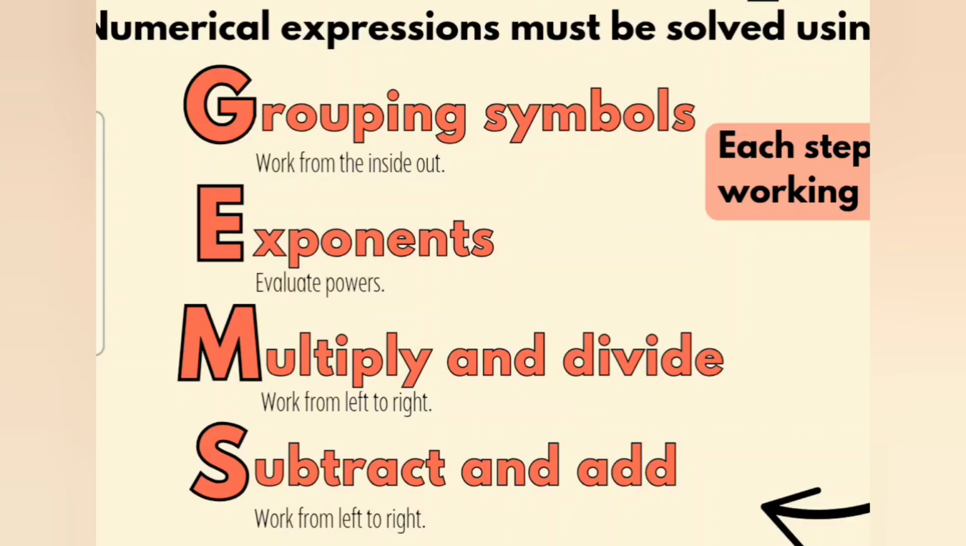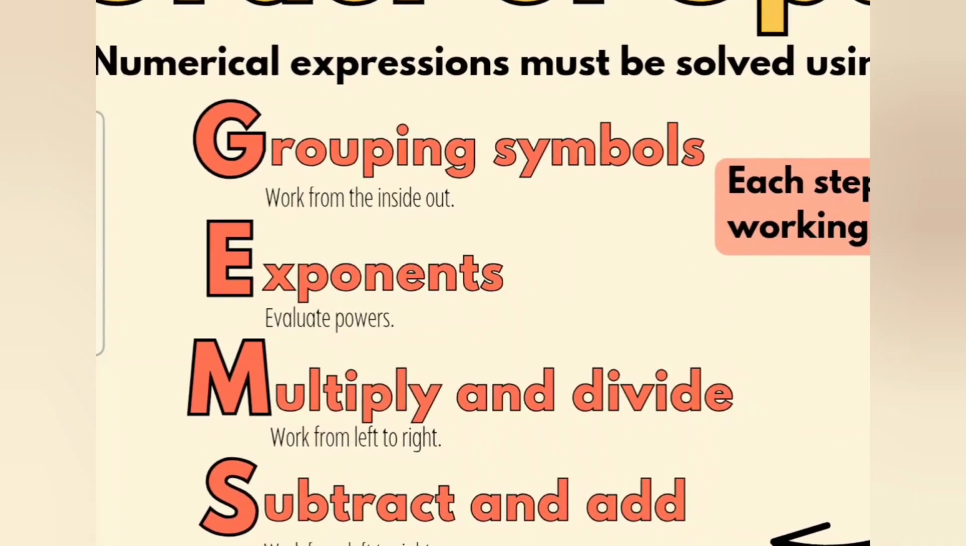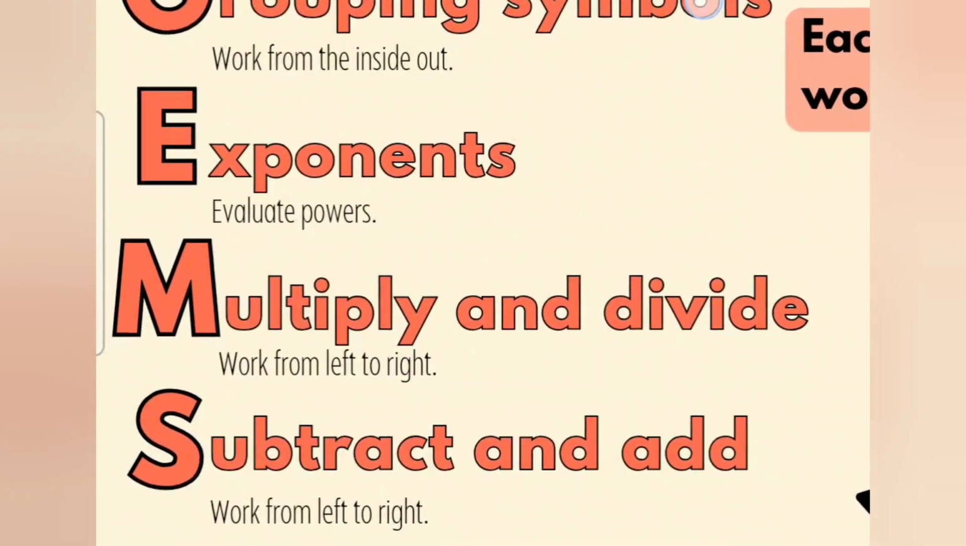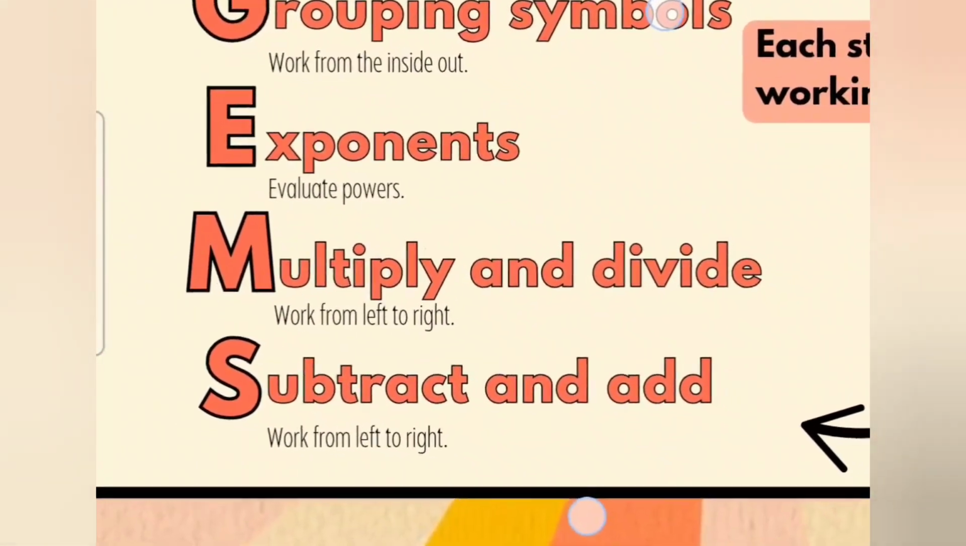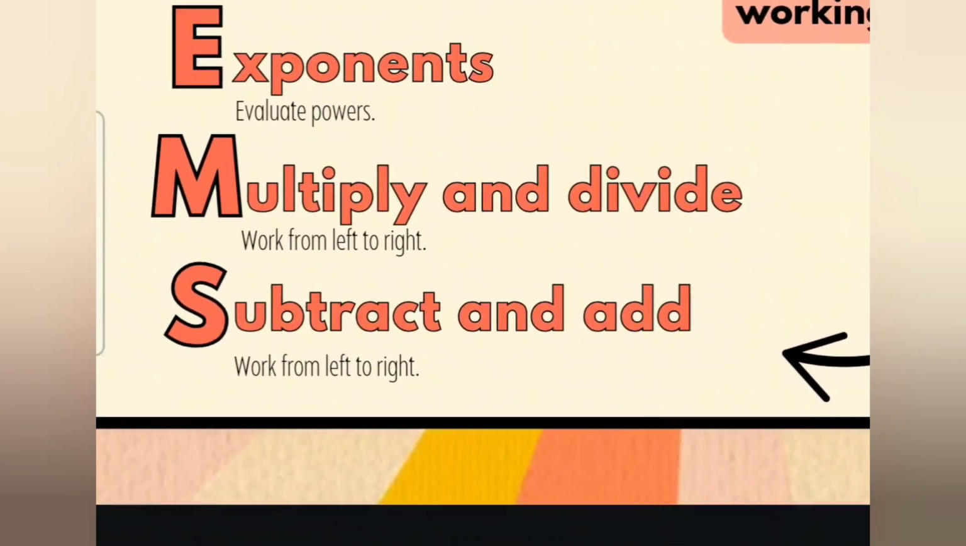Those grouping symbols are the ones that involve brackets. Then the exponents, those that involve power. The multiplication and division, and addition and subtraction. But most importantly, when it comes to multiplication and division, you must work from left to right. What did I say? You must work from left to right. So your solving must be from left to right so that you can have an accurate result. Subtraction and addition is from left to right. Multiplication and division is from left to right.